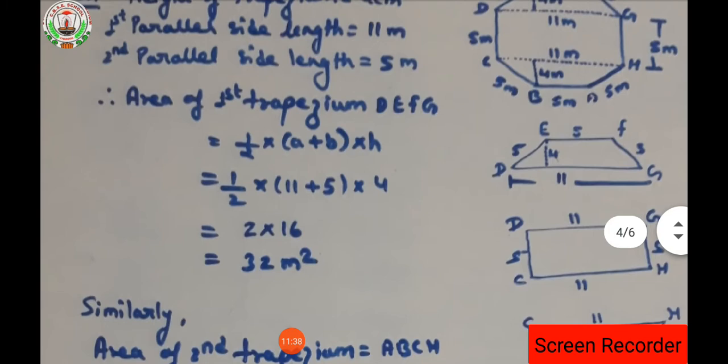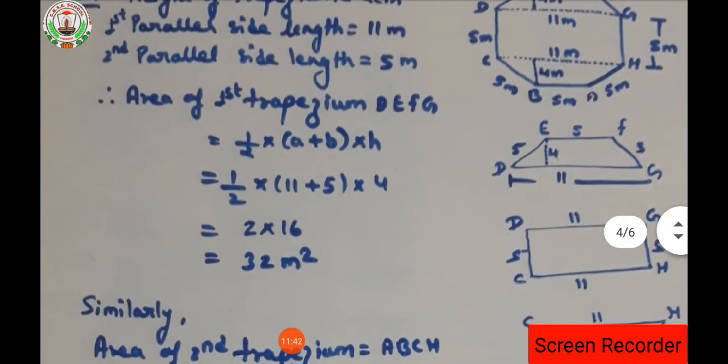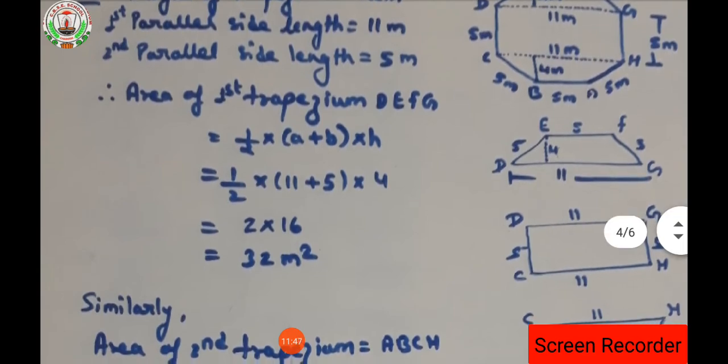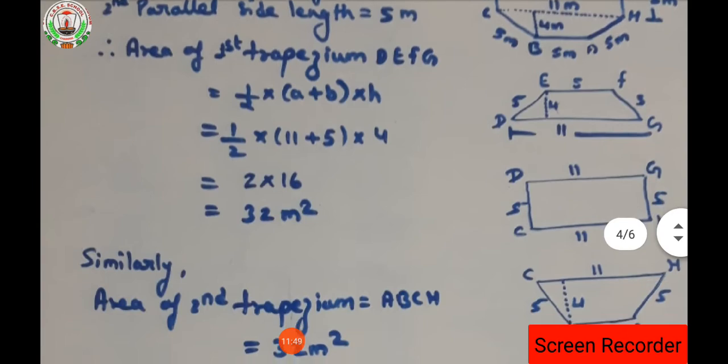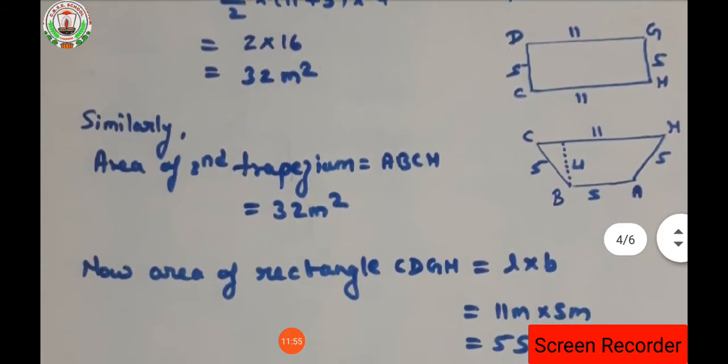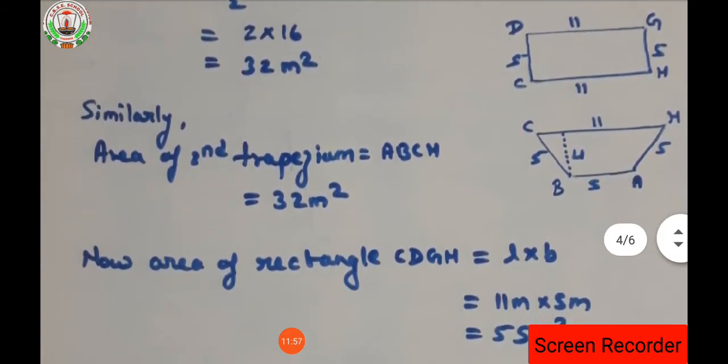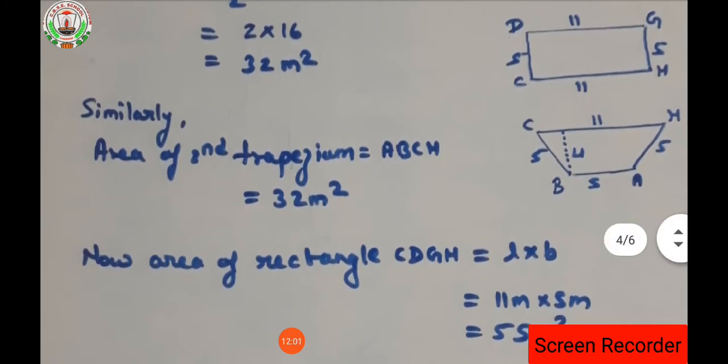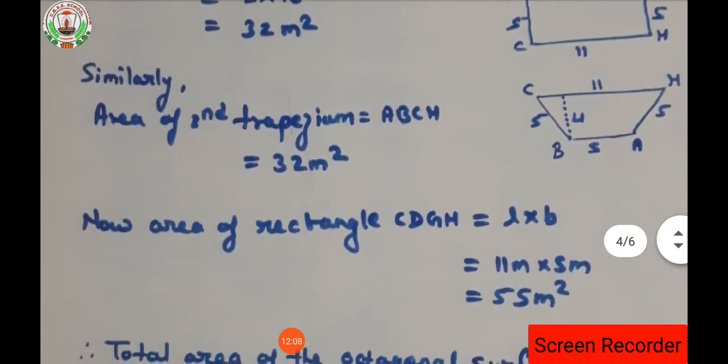Similarly, as it is an octagon, the second trapezium also has the same measurements. The height and its parallel sides will remain the same. So the area of the second trapezium will be the same as the first trapezium, that is 32 meter square. Now the middle part is left, isn't it? That is the area of the rectangle CDGH. The length of the rectangle in the figure is 11, breadth is 5. So 11 into 5 is 55 meter square.